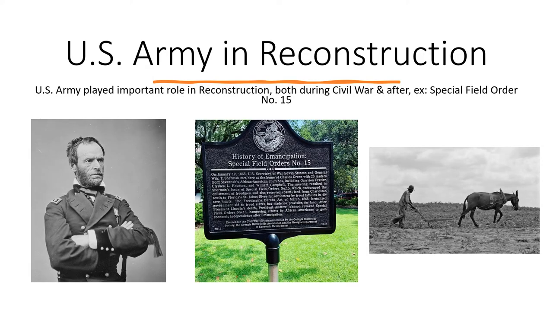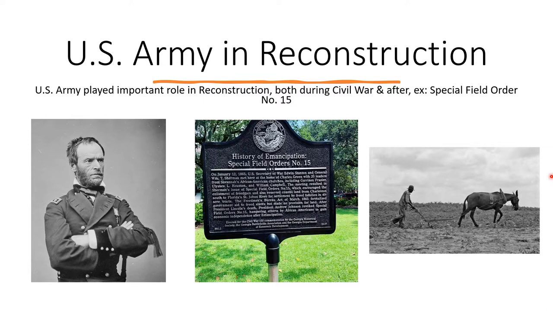And the U.S. Army plays an important role in Reconstruction, not only after the war ends, but during the Civil War as well. Many military historians argue that Reconstruction began during the Civil War. A good example of an act of military reconstruction was Special Field Order No. 15, which was called for by Union General William Tecumseh Sherman. Sherman is known for the March to the Sea, which I discussed in a previous video. And Special Field Order No. 15 basically divided up land on the Low Country coast from South Carolina through Georgia down to northern Florida.